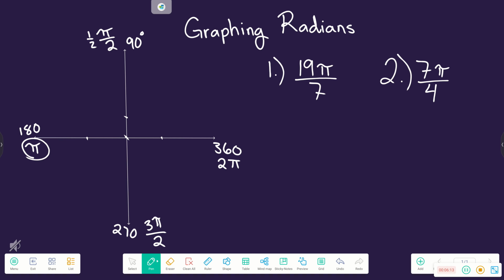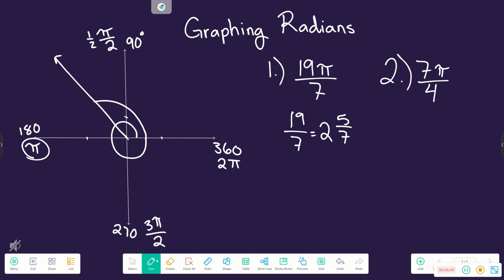All right, hopefully you have solved these problems. Going through, I'm going to take my fraction. I have 19 over 7. I'm going to break it up from an improper to a mixed fraction, which ends up being 2 and 5/7. So I have gone 2 full pies, which means I'm going to start here and come all the way around. And then 5/7. 5/7 is more than 1/2. So we're ending up in our second quadrant for number 1.